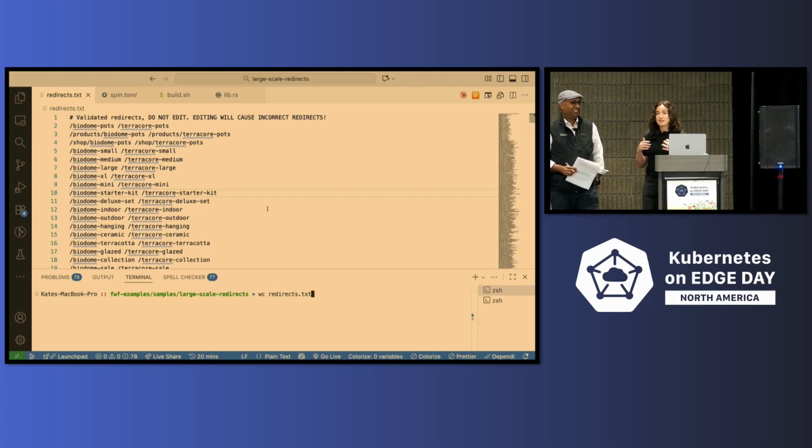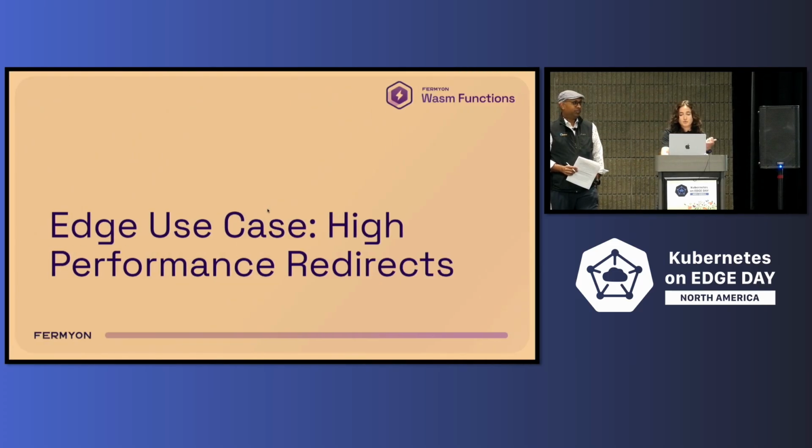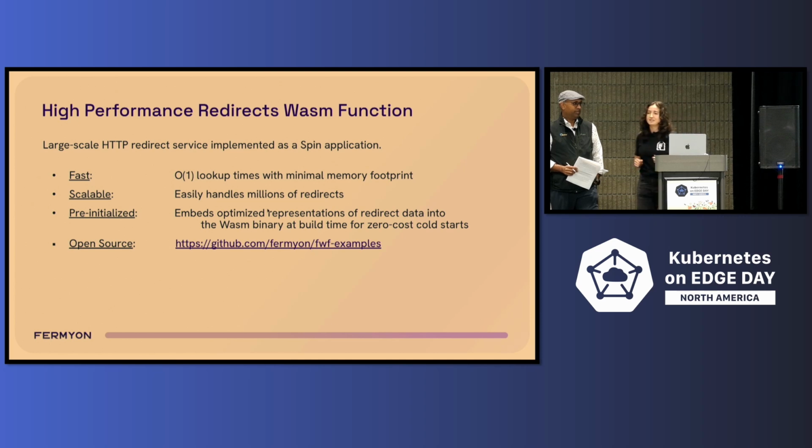And so this is an out-of-the-box solution that we created for customers to do large-scale instant redirects. And actually, I just want to do an overview of some of the functionality of it. I got a little excited to jump to the code. But what this does is we built this function. It's open source. You can check it out at Fermyon Wasm functions examples and actually deploy it immediately.